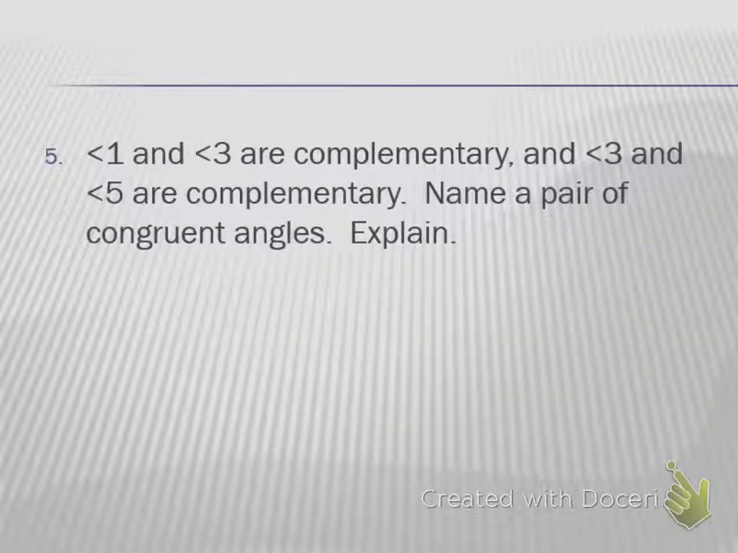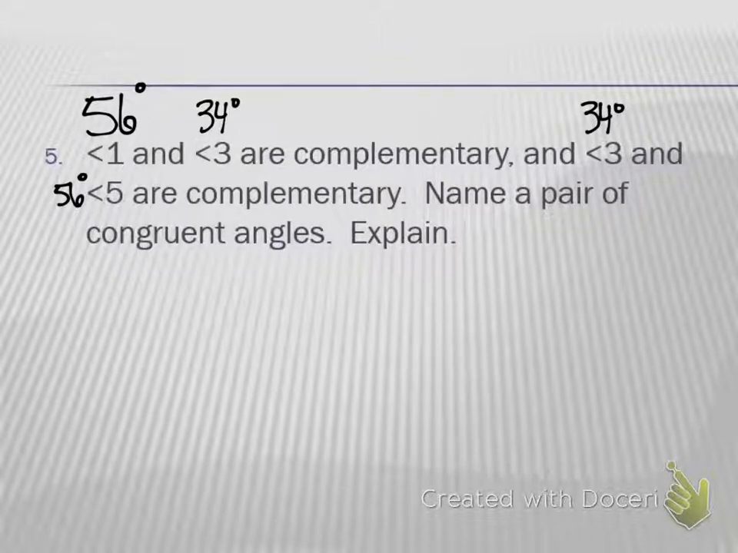All right. Angle 1 and angle 3 are complementary, and angle 3 and angle 5 are complementary. Name a pair of congruent angles and explain. So if you're not sure about it, just by reading it, pick some hypothetical measures. We picked 56 for angle 1, making angle 3 34 degrees. Angle 3 is still 34 degrees over here. If it's complementary to angle 5, angle 5 is also 56 degrees. So from that, we can determine that angle 1 is congruent to angle 5.